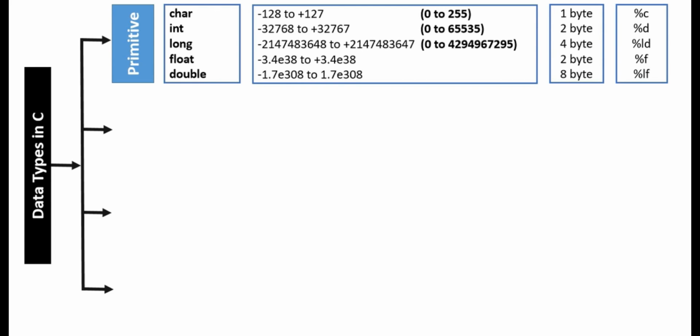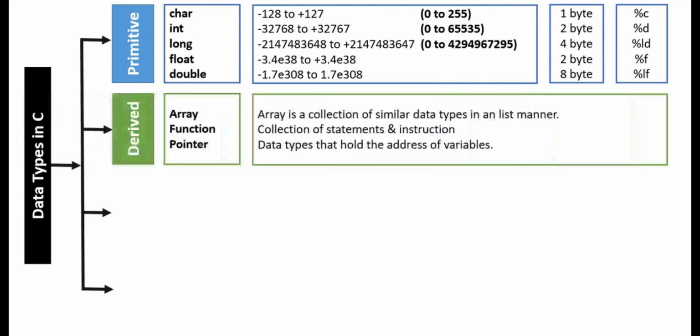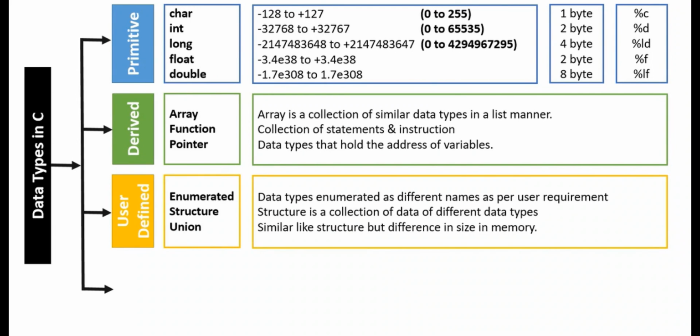After the primitive data type, we have derived data type. Within derived data types, we have array, which is a collection of similar data types in a list manner. Function, which is collection of statements and instruction. Pointer, the data types that hold the address of variables. Next is user defined data type, and we have enumerated, structure, union.